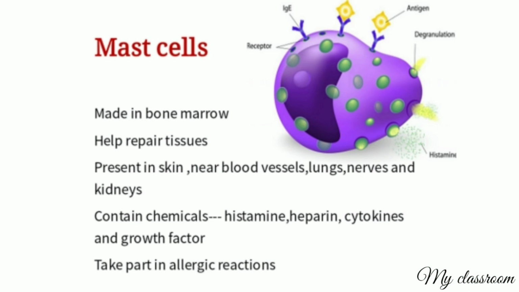The last one, mast cells. They are also produced in the bone marrow. They help to repair tissues. They are present in skin, near blood vessels, lungs, nerves and kidneys. They contain chemicals such as histamine, heparin, cytokines and growth factor. They also take part in allergic reactions.